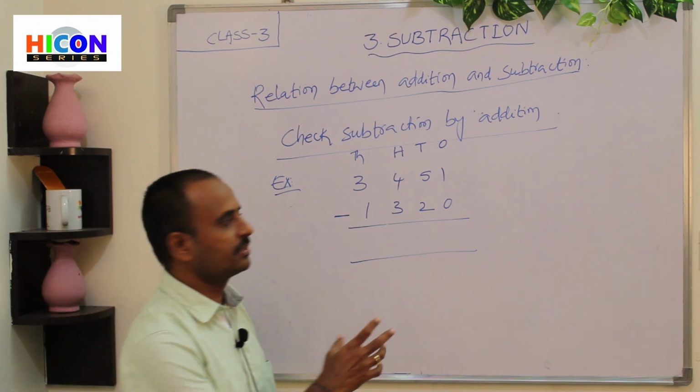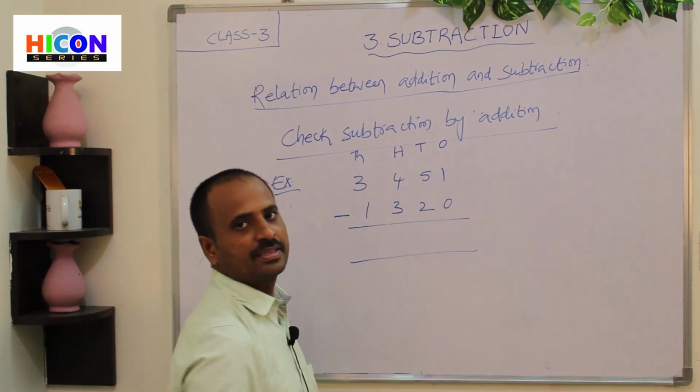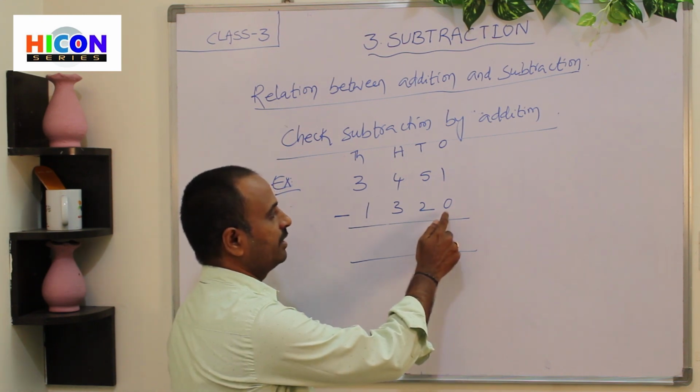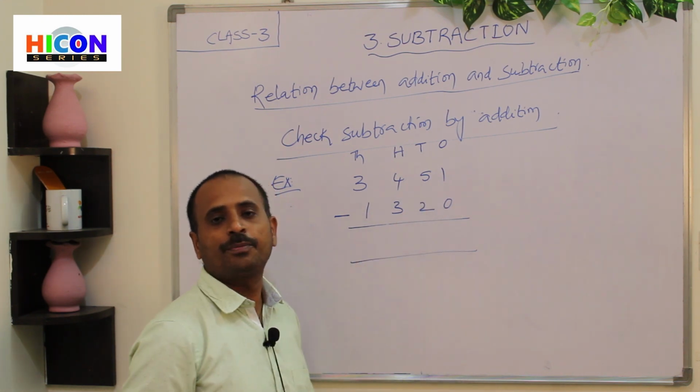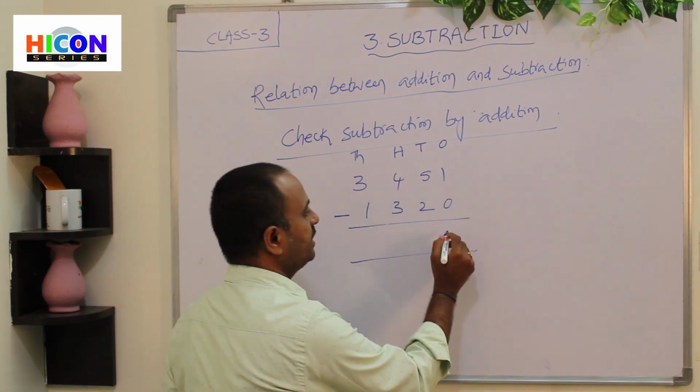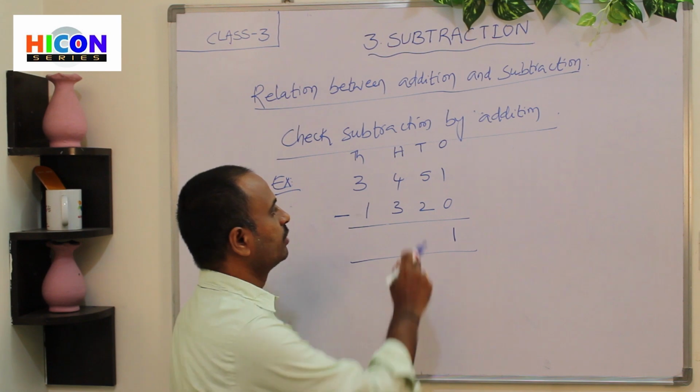So let us subtract. Start subtracting from the ones place. Here 1 and 0 are present in the ones place. Now subtract 0 from 1. If we subtract 0 from any number, we will get the same number again. So the answer is 1.